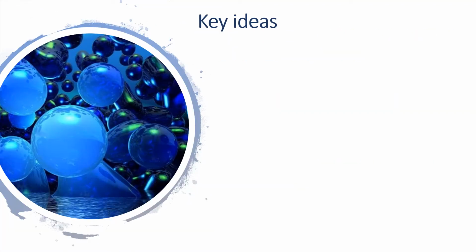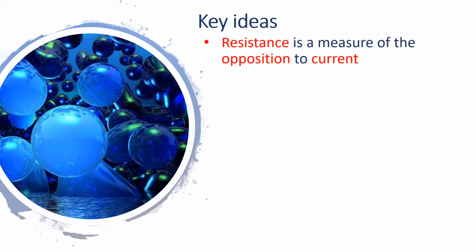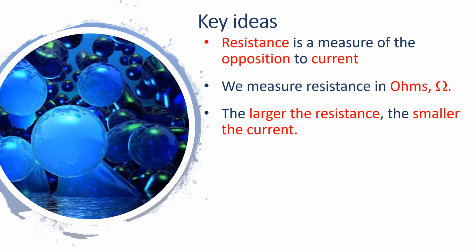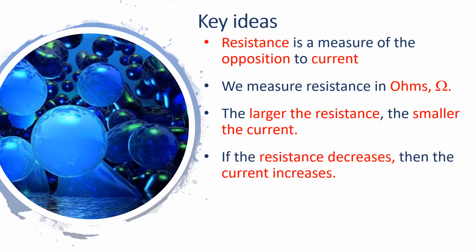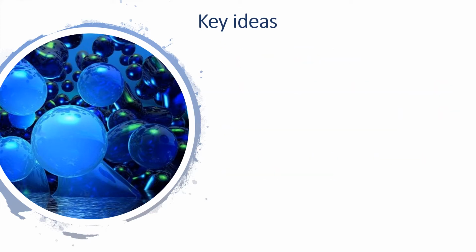Here are your key ideas you should already know, many from GCSE and previous lessons. Resistance is a measure of the opposition to current. We measure resistance in ohms, which is given the omega symbol. The larger the resistance, the smaller the current, and if the resistance decreases, then the current will increase.